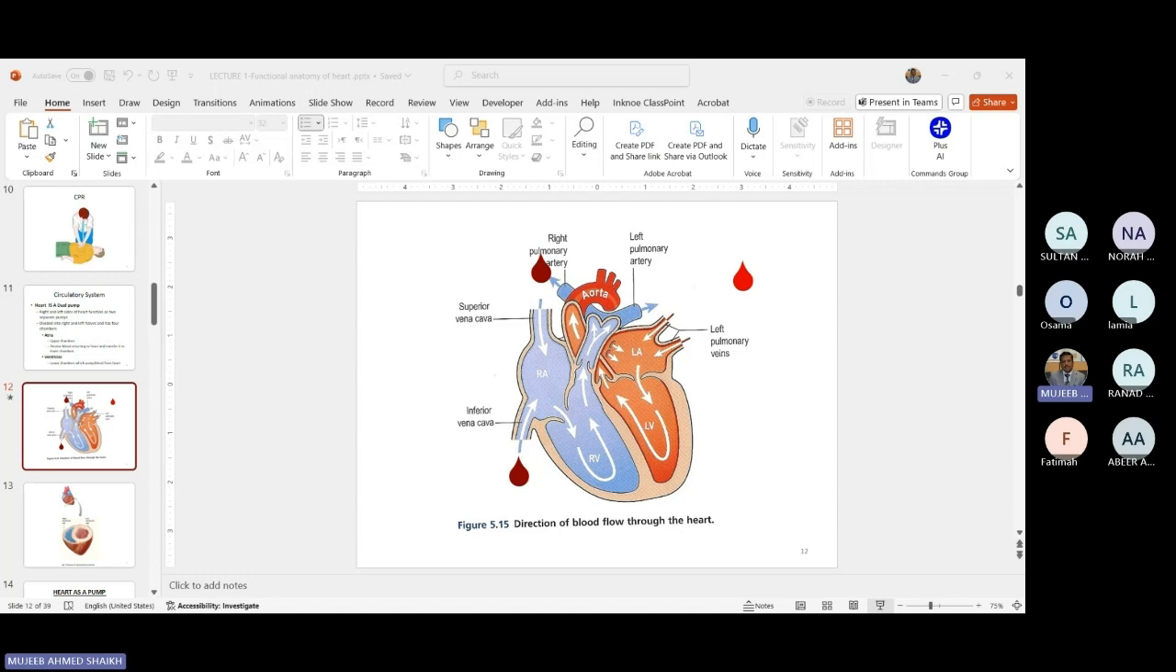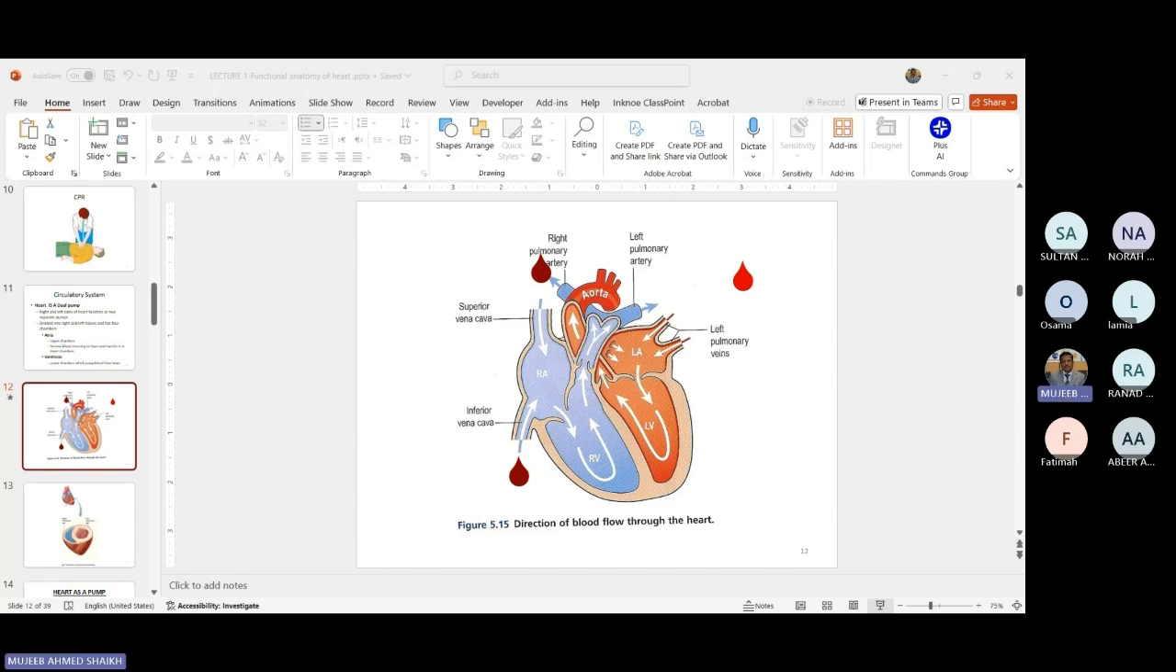So this is guarded by a valve. This valve functions to prevent the blood going from the right ventricle to the right atrium. It will not allow that. It will just allow the blood to move from the atrium to the ventricle, not vice versa. So this is the function of a valve.